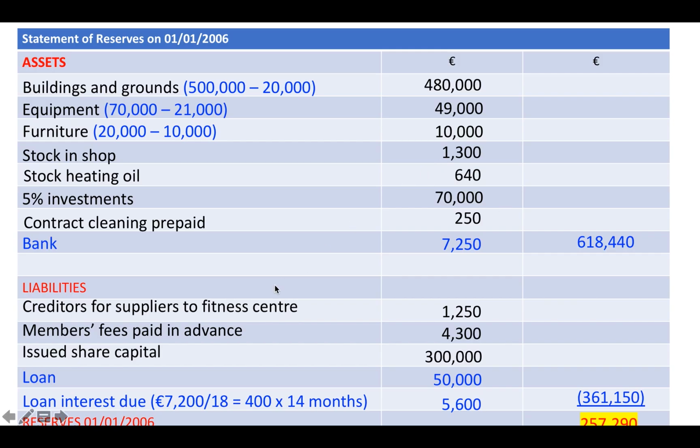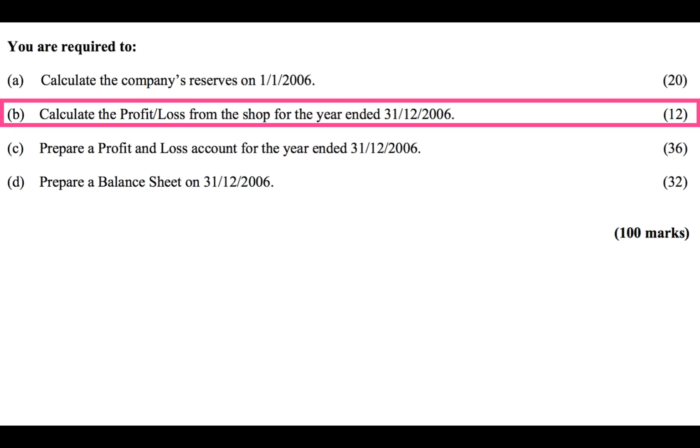So looking at our statement of reserves there, we have loan 50,000 euro, and then we have loan interest due: 7,200 divided by our 18 months is 400 a month, multiplied by 14 months, and that is 5,600 euro there. So we can tot them all up. The total of the assets there, 618,440, and then the total of the liabilities, 361,150, and then the reserves on the 1st of the 1st, 257,290.